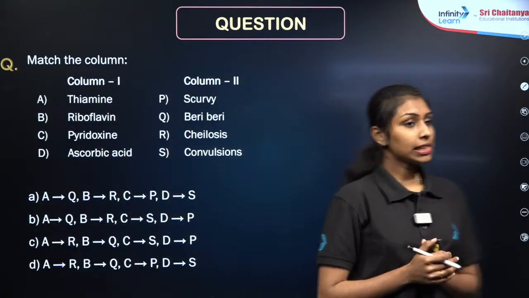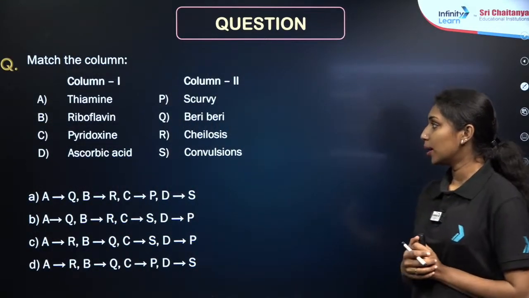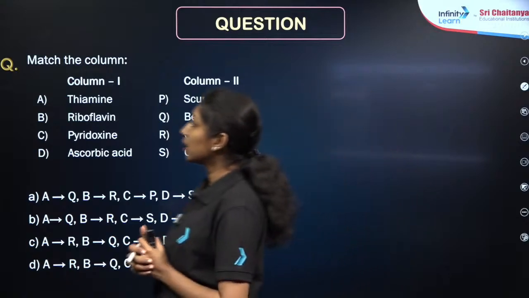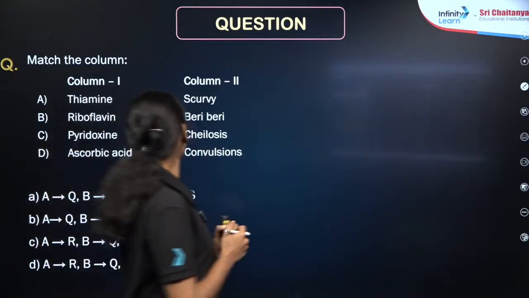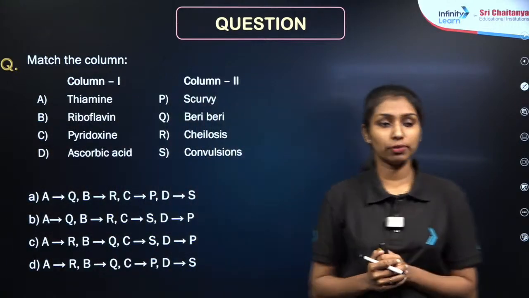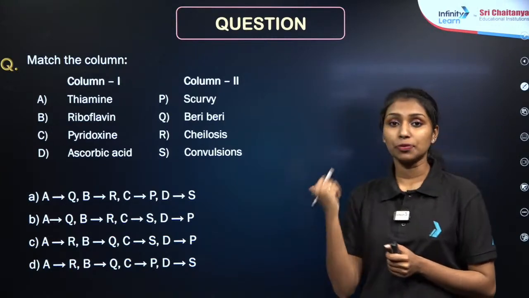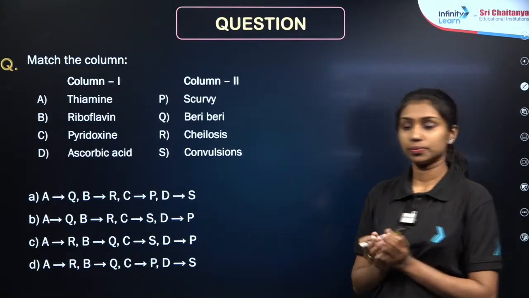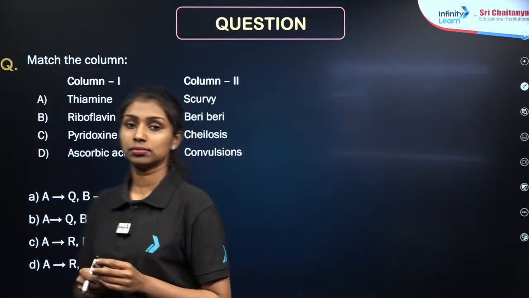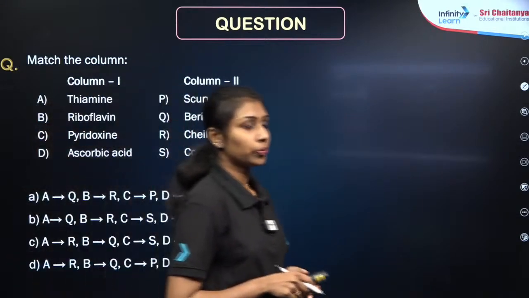Okay, here is the next question. Based on the vitamin part, you have to match the column. In column 1, the names of different vitamins are given. Then in column 2, the names of the deficiency diseases are given. What will be the answer?